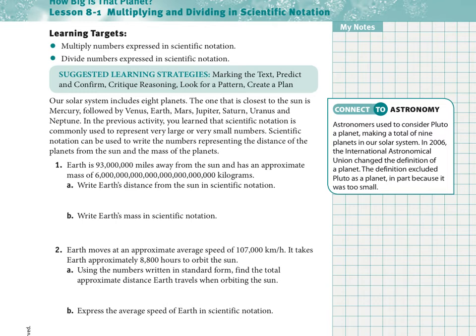So number one here, Earth is 93 million miles away from the sun and has an approximate mass of 6, with a ton of zeros there, kilograms. So let's see, can we get these numbers written in scientific notation? Kind of a quick little review here, I guess.